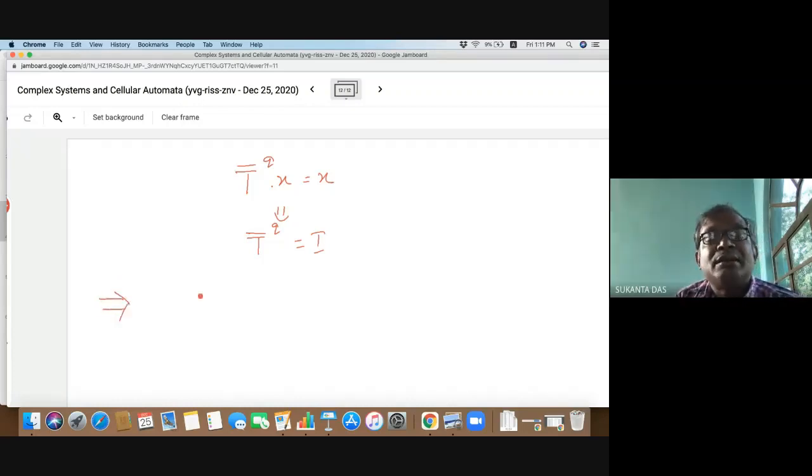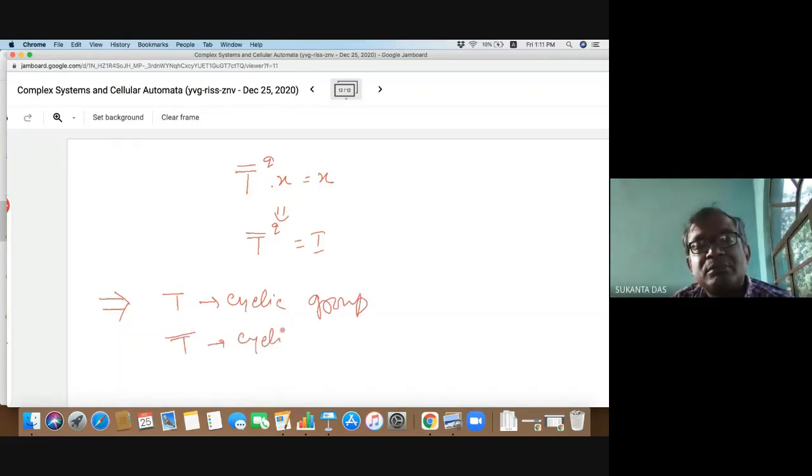So the result is: when T is a cyclic group, T dash also forms a cyclic group. It forms a cyclic group, right?